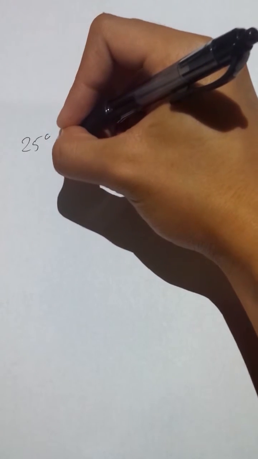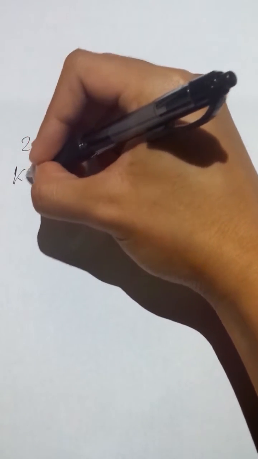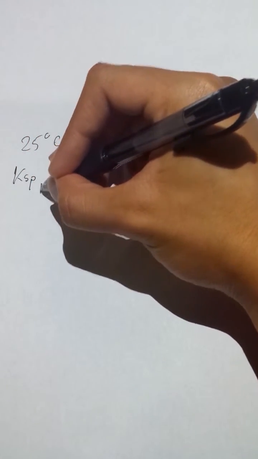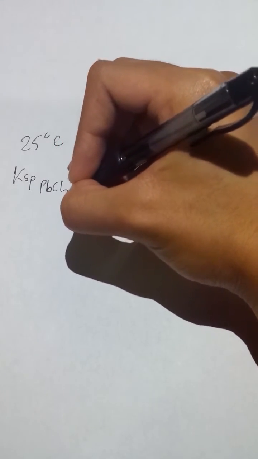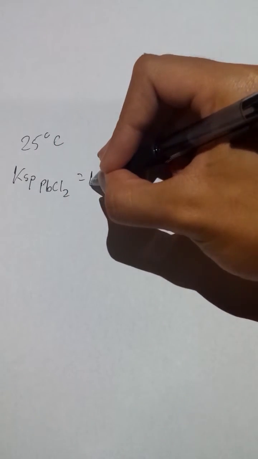Part B gives us a temperature of 25 degrees Celsius, a KSP for lead 2 chloride of 1.6 times 10 to the negative 5th, and a KSP for silver chloride of 1.8 times 10 to the negative 10th.